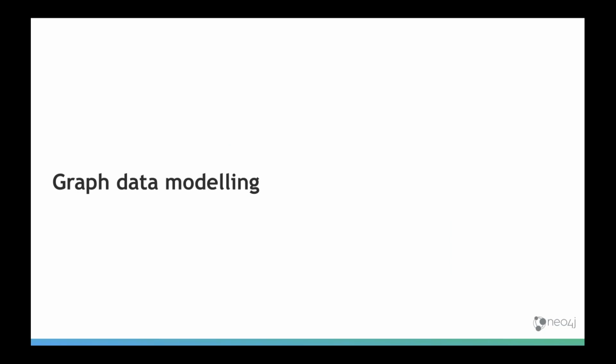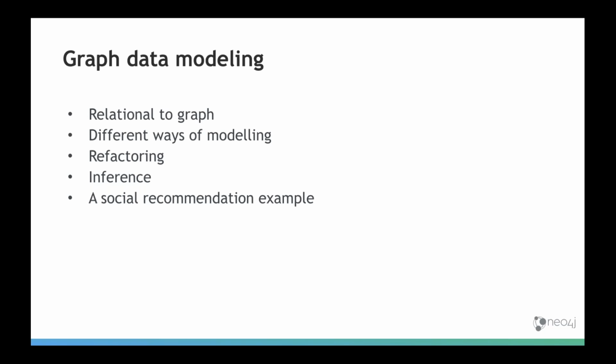Let's go over to graph modeling. We'll touch on a few different things. So I have my history in relational databases, so I'll touch on how to get from relational to graph, about different ways of modeling, something we call refactoring and inference, which are two important terms when we do graph data modeling. And then I'll show an example of a social recommendation example.